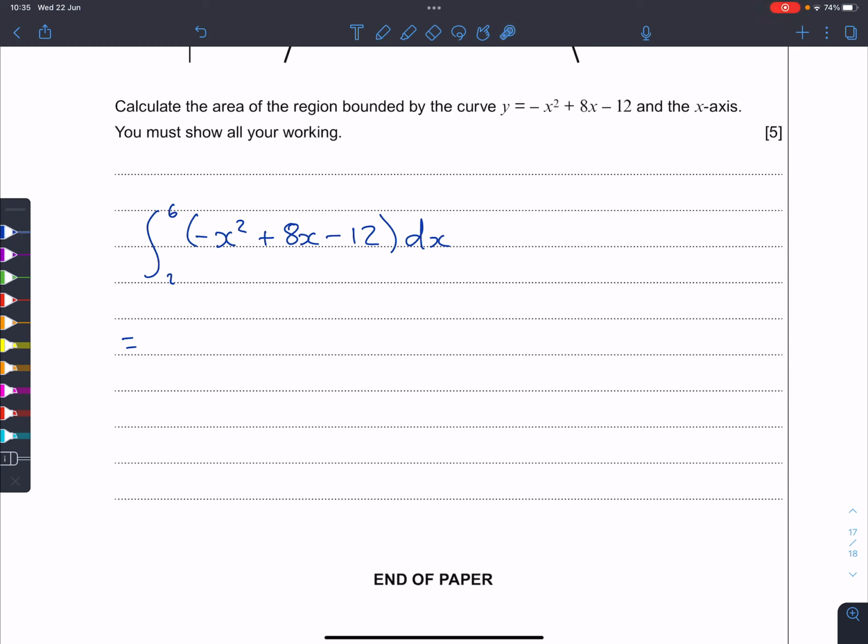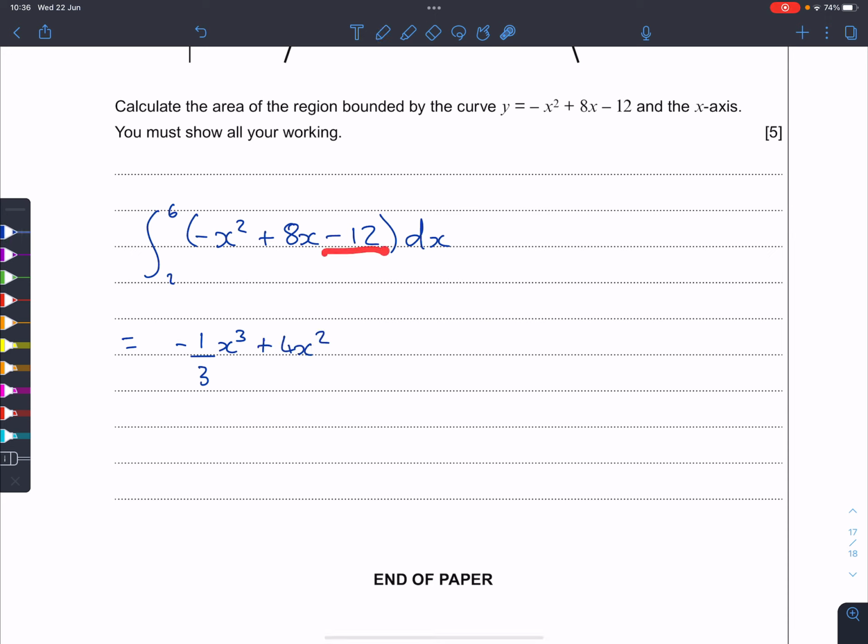So the first one is negative 1 times x squared. Well, that's going to integrate to negative 1 multiplied by the integral of x squared, which is 1/3 x cubed. So that will overall give me negative 1/3 x cubed. Okay, my next term is going to be plus 8x. So that's going to integrate to 8 lots of the integral of x, which is going to be a half x squared. Well, 8 halves are 4, so that becomes 4x squared.